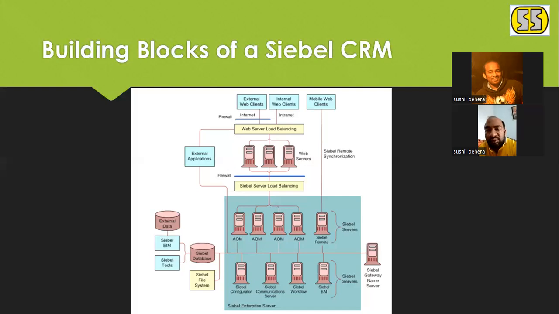Okay, so that's why we call it a mobile web client. So these three varieties of client we have understood. One is external, one is internal. The difference between external and internal is that there is a firewall layer for the internet. So that is external. Now, web client we have understood.